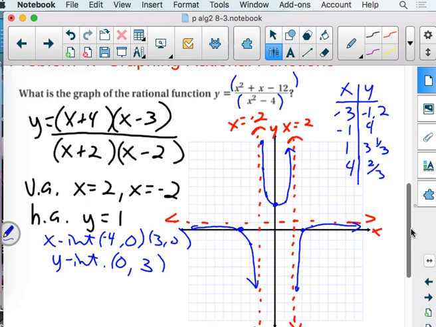Now, would it have been terrible to do that by hand? No, but it would have been possible. You know, we've got the graphing calculator, so let's use it. That's what we're supposed to use it for.